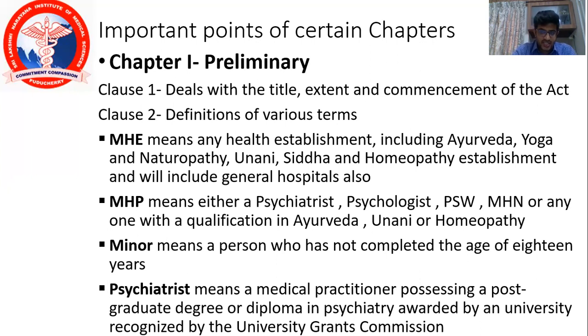So basically, it should be a psychiatrist or a psychologist or a social worker or a health nurse or anyone with a qualification in Ayurveda, Unani, or homeopathy. Okay. So minor means a person who has not completed the age of 18 years.